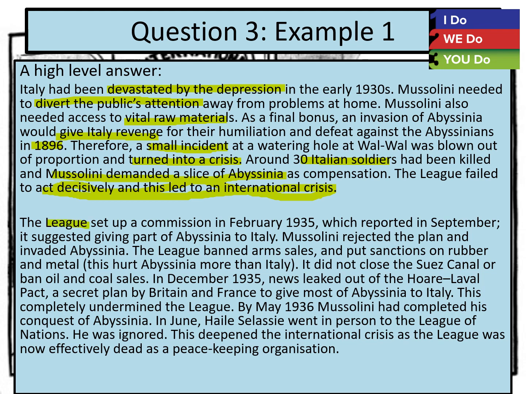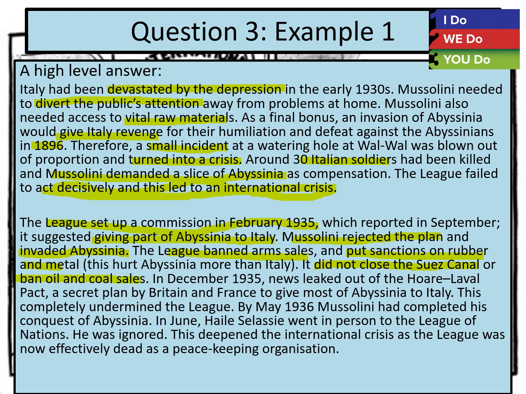So the League set up a commission in February 1935, notice the use of dates there, which reported in September, suggesting giving part of Abyssinia to Italy. Mussolini rejected the plan and invaded. So of course we can see that leading into a massive crisis. The League banned arms sales and put sanctions on rubber and metal. It did not close the Suez Canal or ban oil and coal sales.